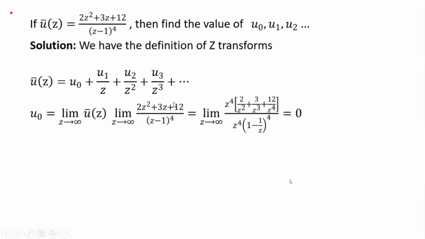Can you see that? The limit is 0, because I will take out Z power 4 here, and here also I will take out Z power 4. Z power 4 gets cancelled. 1 by Z as Z tends to infinity will be 0. So the denominator is 1. What about the numerator? All the terms are 0. So what you get is u naught is equal to 0.